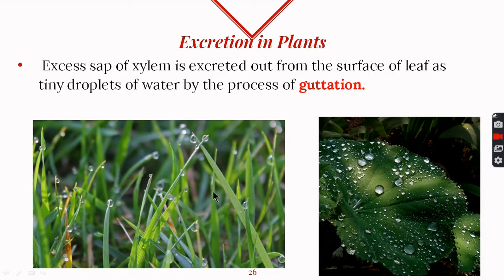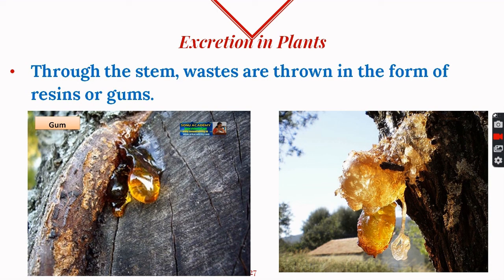Now, excess water in the xylem along with some nutrients is also thrown out of the plant body in the form of tiny droplets from the surface of the leaf, and this process is called guttation. The stem also helps in the excretion of certain waste like resins or gums. So these resins or gums simply come out of the plant body through the stems from the lenticels.